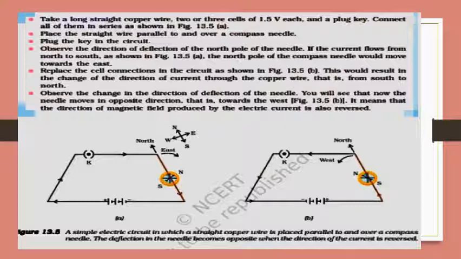It means that the direction of the magnetic field produced by the electric current is also reversed as the electric current's direction is reversed. See here the simple figures 13.5a and 13.5b. In both cases, if you change the direction of the current, the magnetic field needle also changes direction. So it is a simple electrical circuit in which a straight copper wire is placed parallel to and over a compass needle, and the deflection in the needle becomes opposite when the direction of the current is reversed.